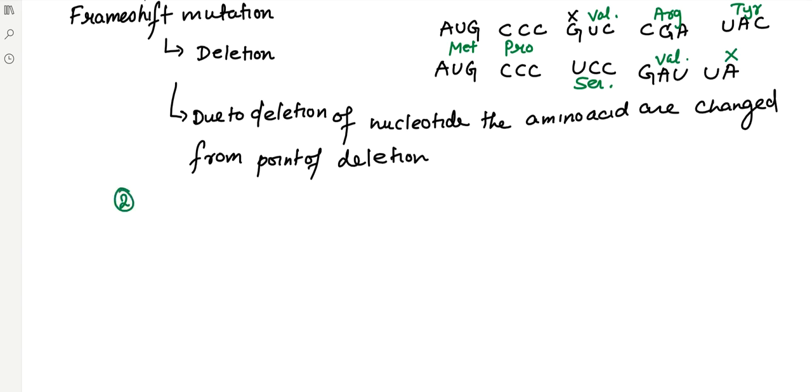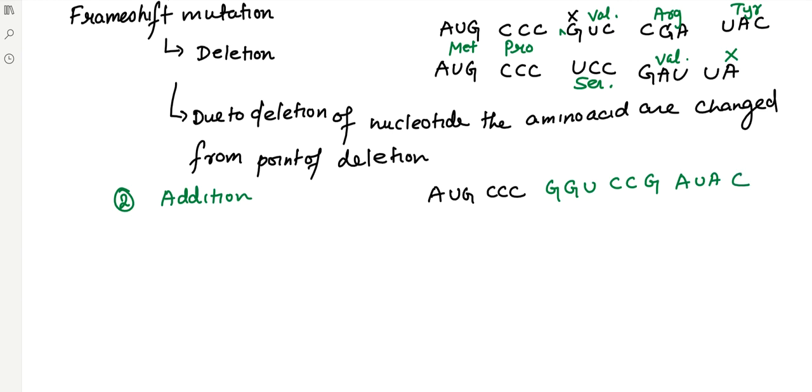The second type which is here is addition. Now in case of addition, let us see the same standard sequence and try to add something. For example, AUG, CCC. Now we are adding a molecule here and you are getting GGU, CCG, AUA and C. So from the point of addition, the sequence has been changed.